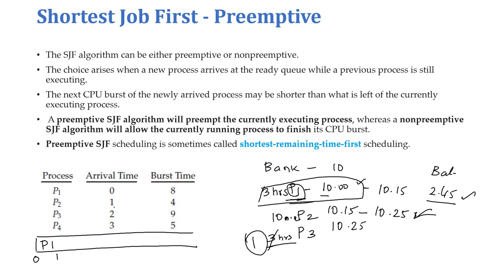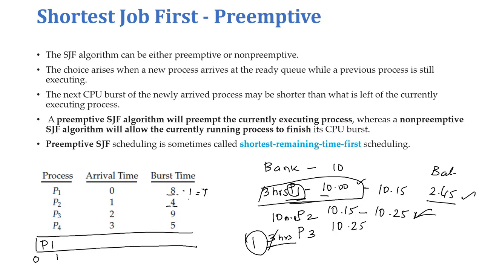At the time of 1, process 2 arrived. So now we need to compare the burst time of P1 and P2. Which one is lesser? P2 has less burst time compared with P1. So 1 minute completed, 8 minus 1, so the remaining is 7.